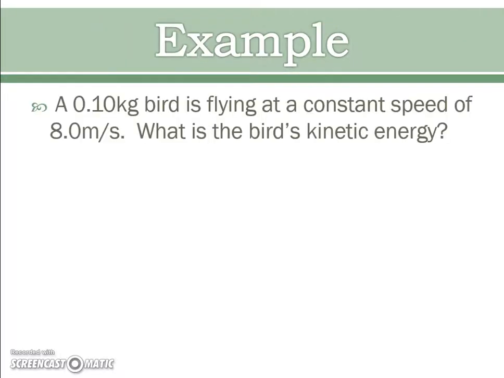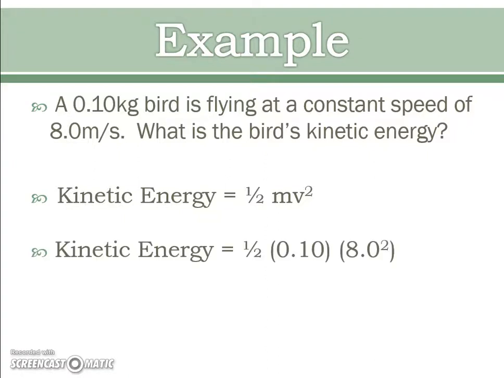So let's look at an example. A 0.10 kilogram bird is flying at a constant speed of 8 meters per second. I want to know what is the bird's kinetic energy. So here's our formula, KE equals 1/2 mv squared. We plug in our 1/2, we just drop down. We plug in 0.10 for our mass, 8 for our velocity, and again, we're only squaring the velocity, so only the 8 gets squared here.